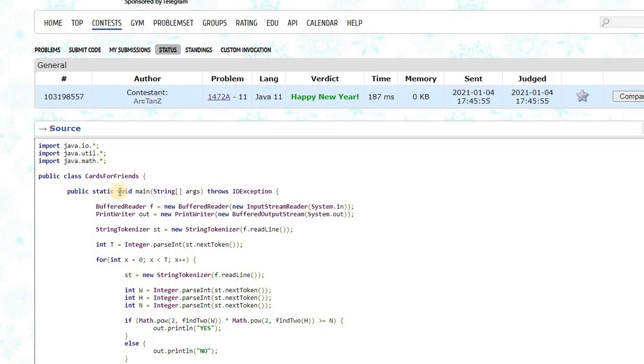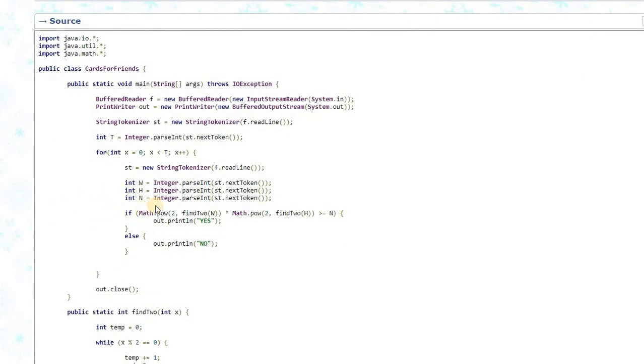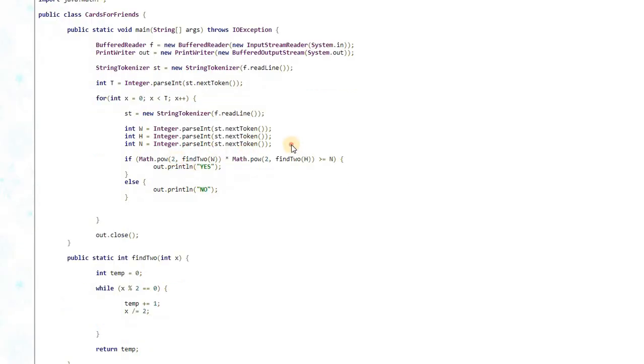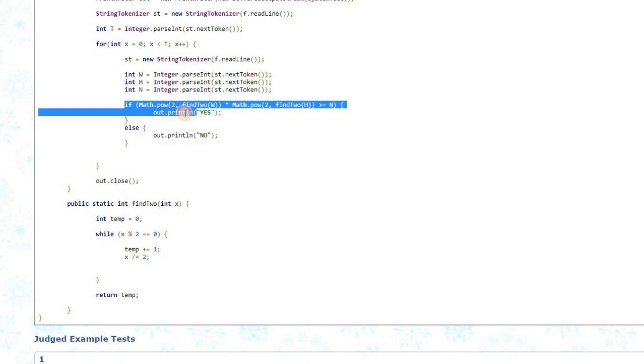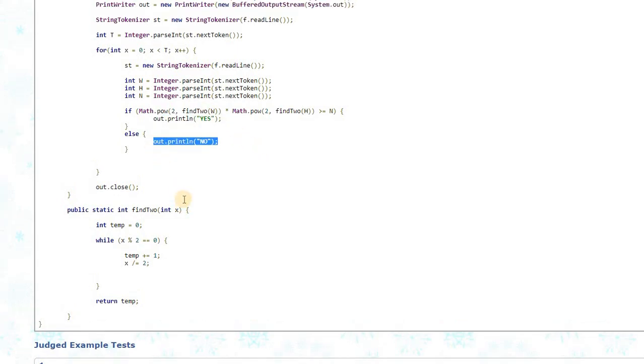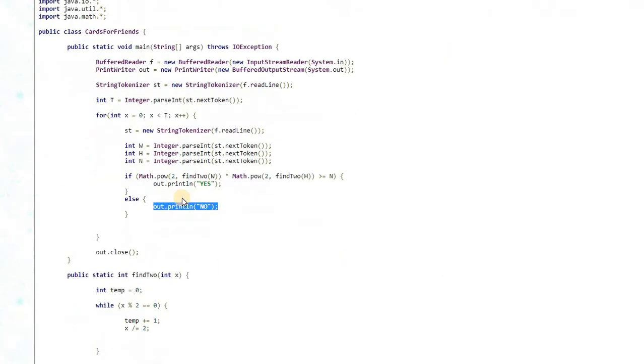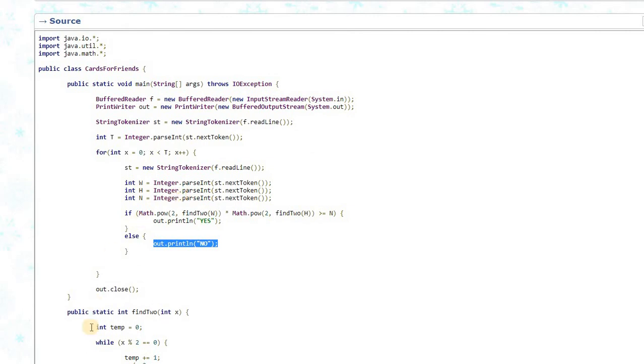And so here's one way of doing it, and this way in particular is in Java. First, you just read in all the numbers, and then you check if the power of 2 segment for one side multiplied by the power of 2 segment for the second side is larger than or equal to N. Then it's possible to create N postcards, so you output yes. Otherwise, if it isn't possible, you just output no. And essentially, that's about it. This isn't too difficult a problem.